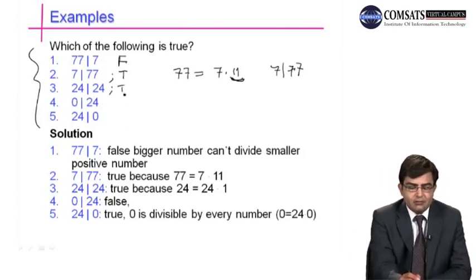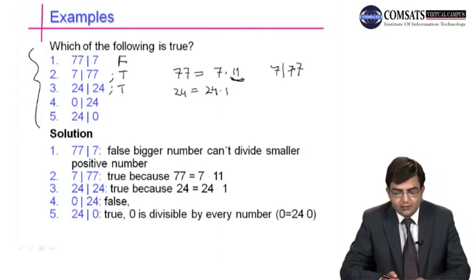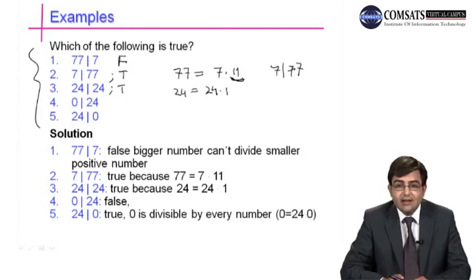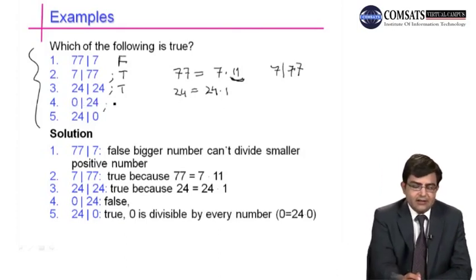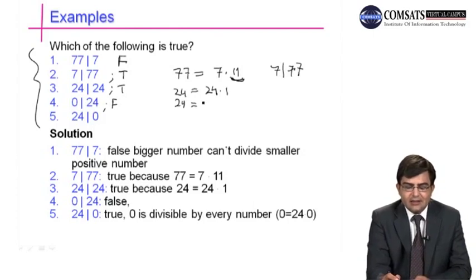24 divides 24. This is true, because there exists some integer such that we can write 24 is equal to 24 into 1. So 1 is here basically that integer. 0 divides 24. This is false, because 24 cannot be written as 0 into some integer K.